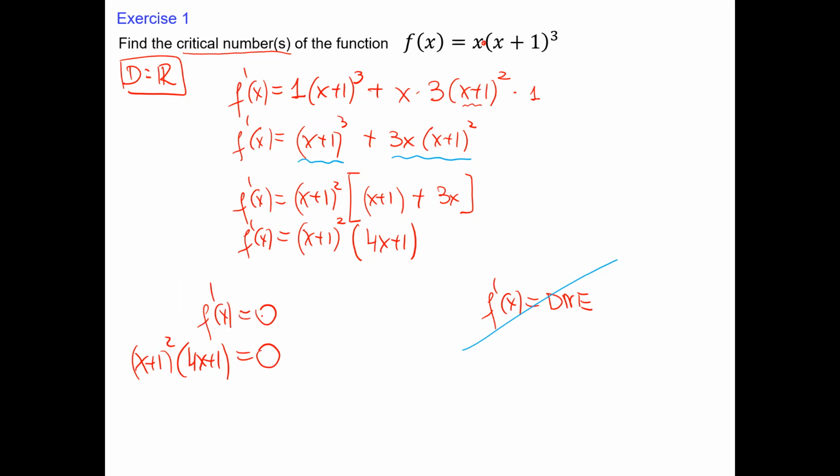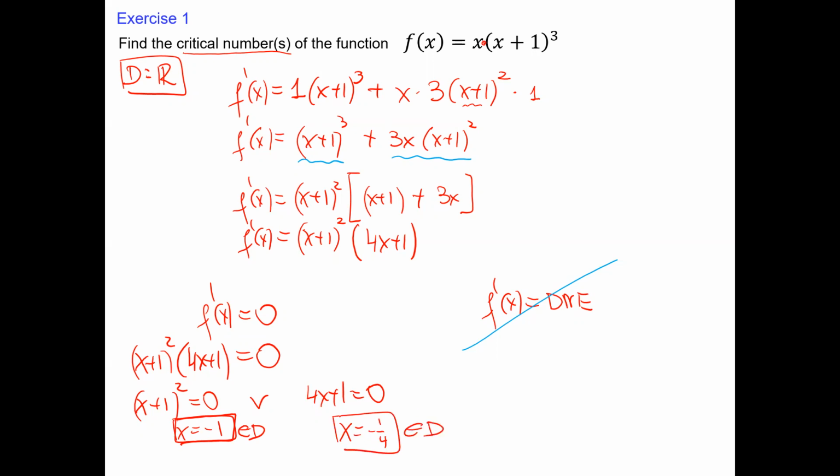Okay, now we have a product form. We can use the zero product property: x squared plus 1 equals 0, or 4x plus 1 equals 0, for the product above to be 0. Okay, x plus 1 squared equals 0 if x equals -1, and this belongs to the domain. That means this is a critical point. Or 4x plus 1 equals 0 if x equals -1/4. This belongs to the domain, and this is a critical point. That's critical numbers, -1 and -1/4.